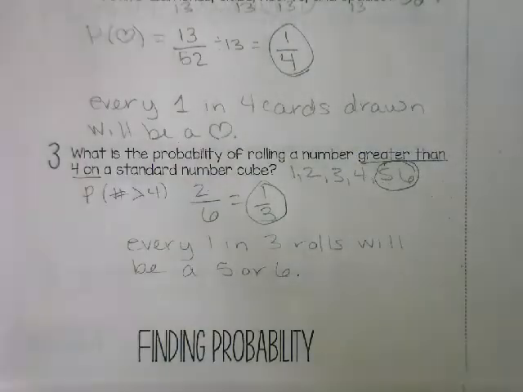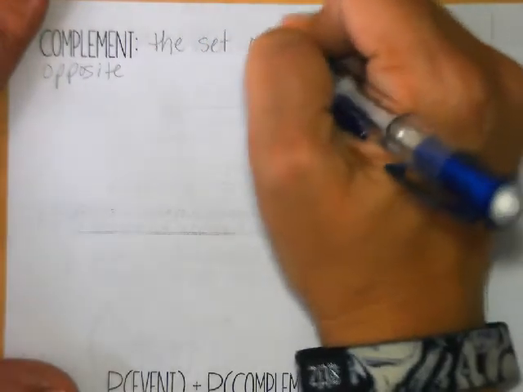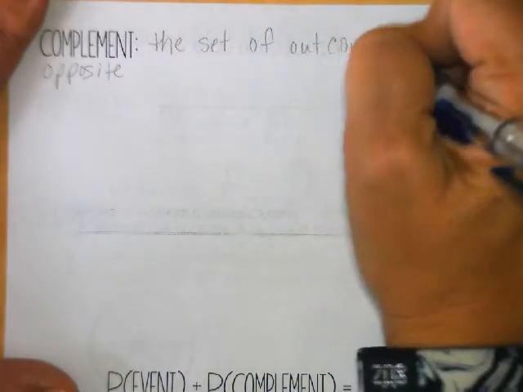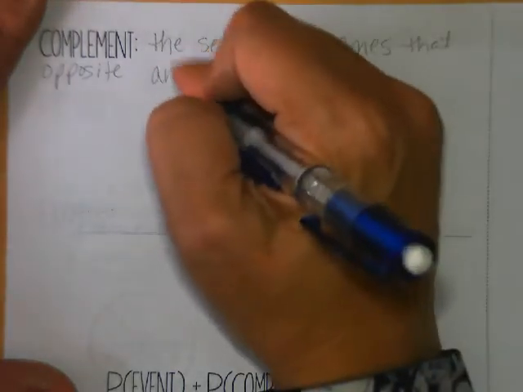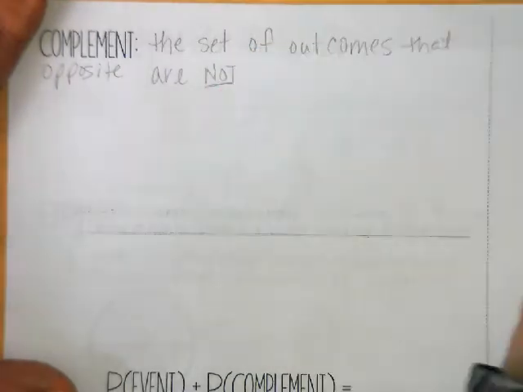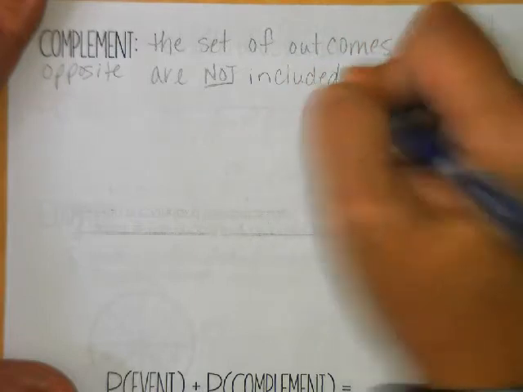Now, in all things math, there are opposites. So when we talk about the opposites in probability, we are talking about something called the complement. Yes, I spelled that right. A complement is the set of outcomes that are not included in the event. So let's talk about what that means.